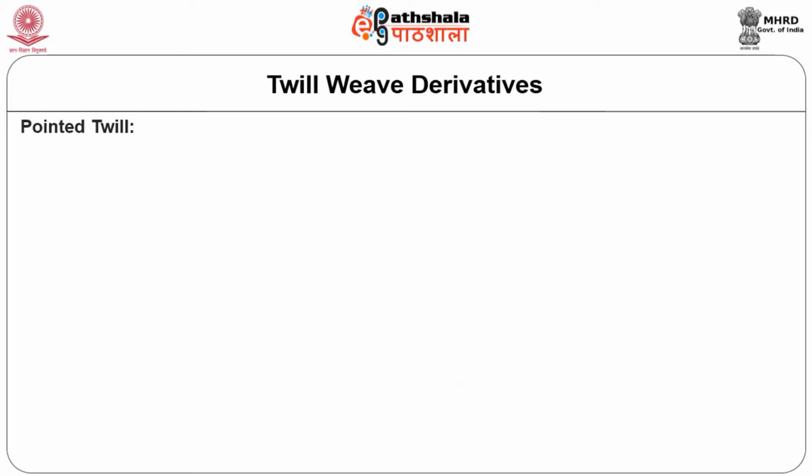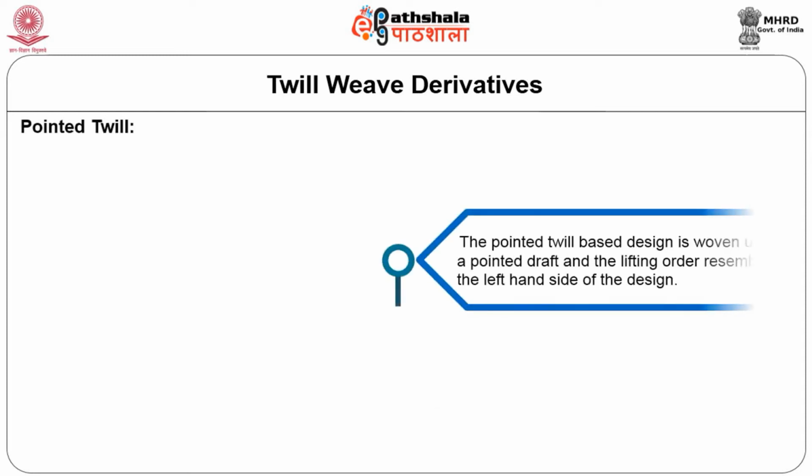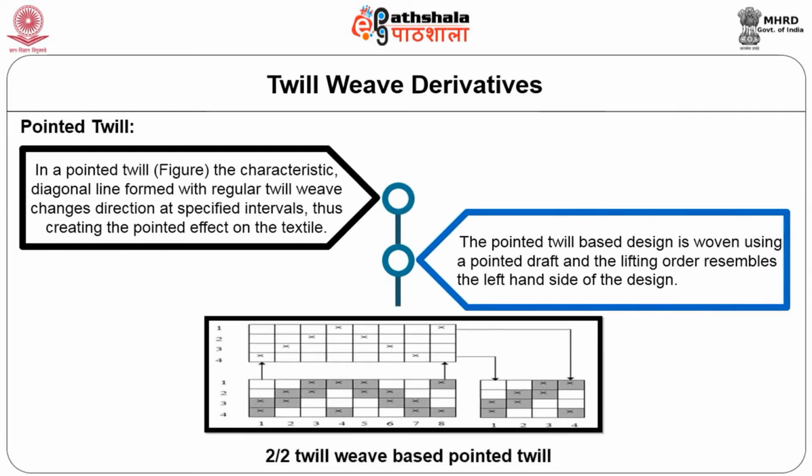Pointed twill. In a pointed twill, the characteristic diagonal line changes direction at specified intervals, thus creating the pointed effect on the textile. The pointed twill based design is woven using a pointed draft, and the lifting order resembles the left hand side of the design.